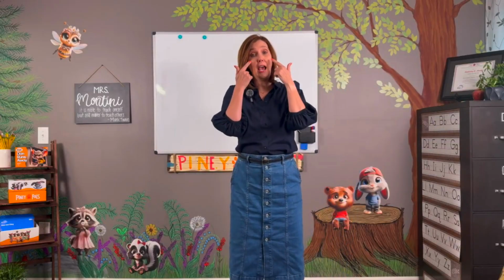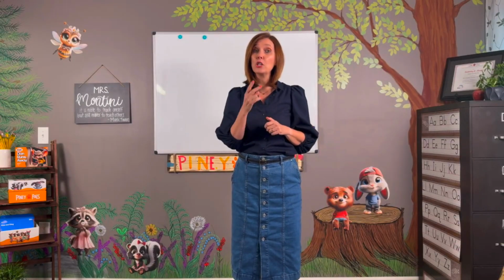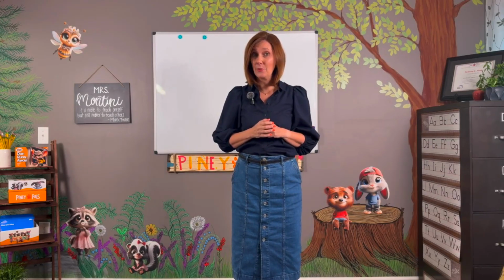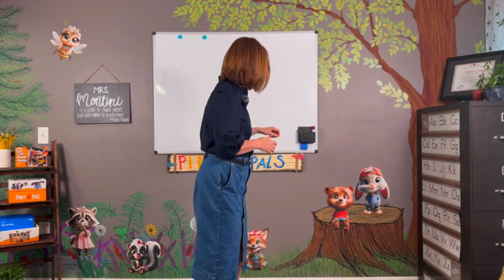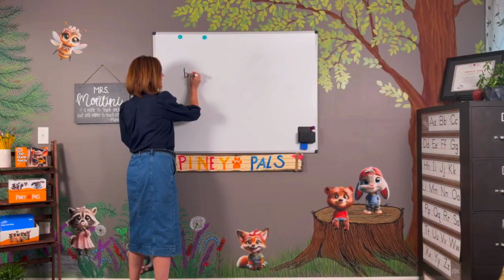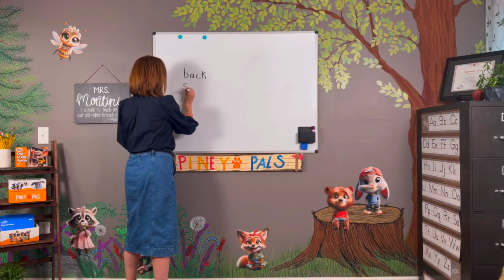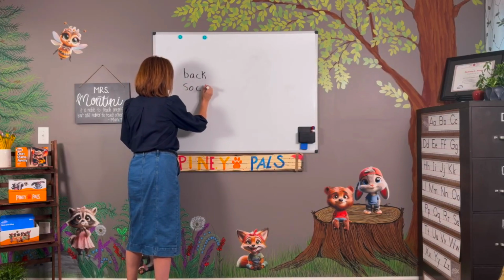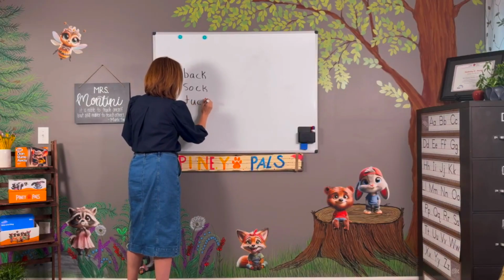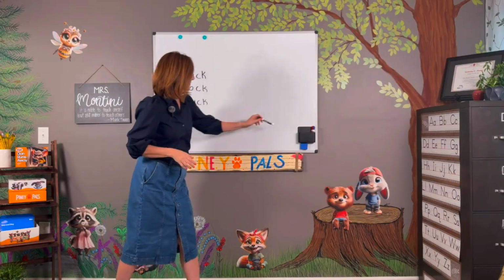Now, I need you to use your eyes because I'm going to write some words on the board. I want you to look very carefully and tell me what two letters you see that are the same in each one of those words. Are you ready? You look closely because I'm going to write. B-A-C-K. S-O-C-K. T-U-C-K. What two letters do you see that are just alike?